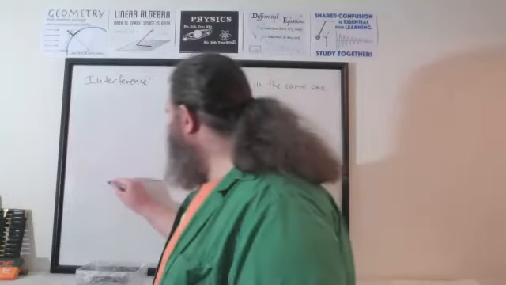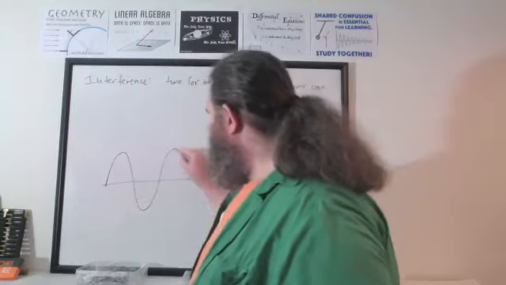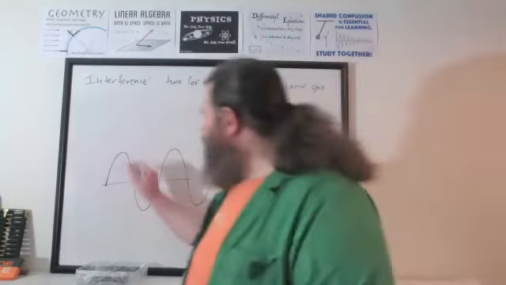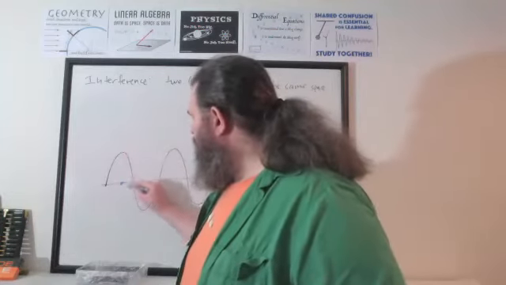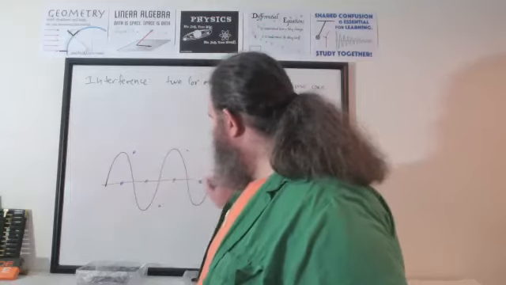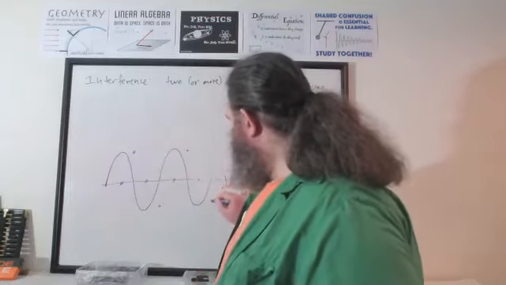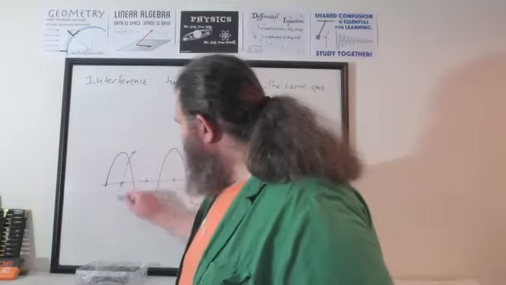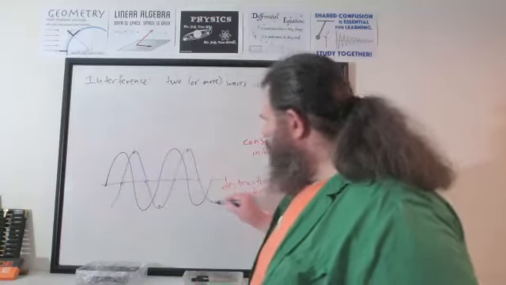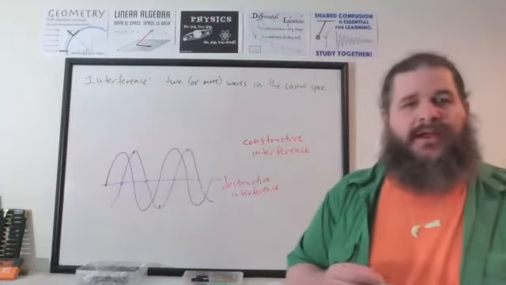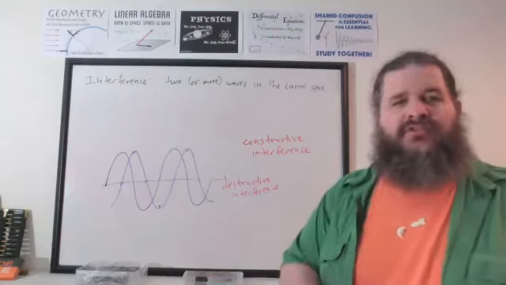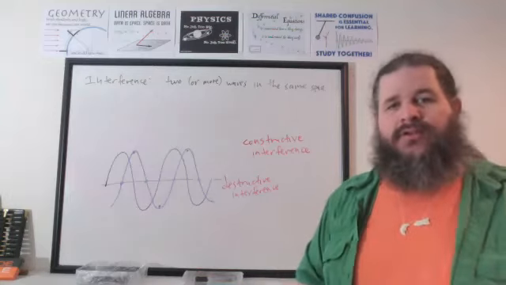So let's say you have one wave that looks like this, and another wave, let's say it has an equilibrium here and then a crest, equilibrium, trough, something like this. In that case, the crests don't line up with the crests and the troughs don't line up with the troughs. So it's not going to be truly constructive. It's not going to be truly destructive either.